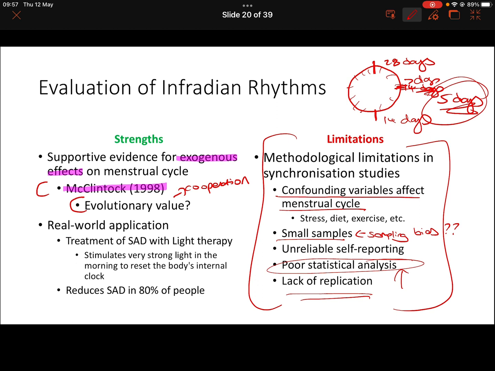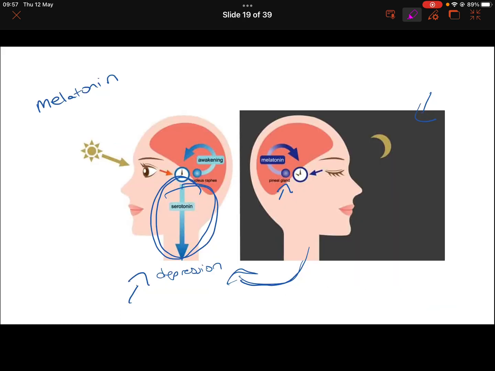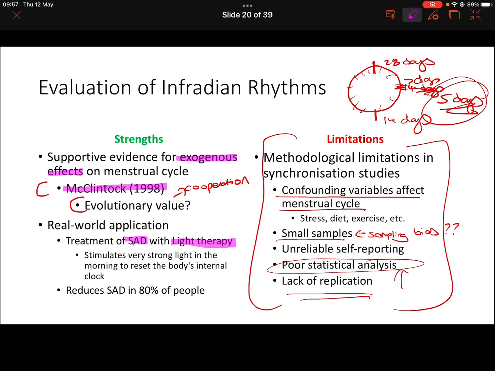However, it's not all bad. There are some strengths of this. There is real-world application. When we're looking at the treatment of seasonal affective disorder, our understanding of infradian rhythms and the effects of daylight and nighttime on the production of melatonin and serotonin has led to light therapy, which is a really effective therapy for people with SAD. It reduces seasonal affective disorder in about 80% of people, and it is preferred over SSRIs. It's deemed to be somewhat safer, and it's deemed to be cheaper in the long run.